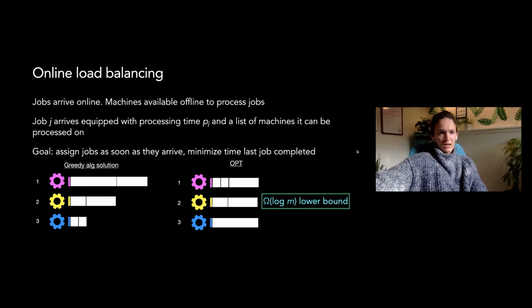In particular, one can show that there is a log m lower bound for this online load balancing problem, meaning that an online algorithm is never going to be able to get a competitive ratio better than log m, where m is the number of machines that I have. So log 3 is not very big, but imagine this for lots of machines, then this grows a lot with m.